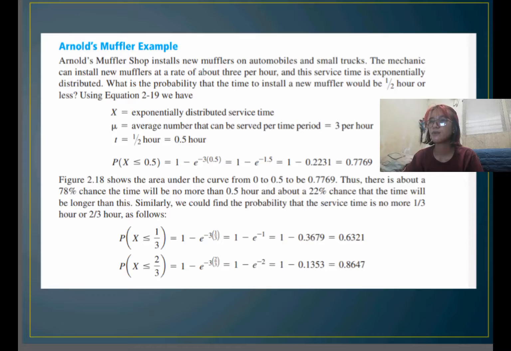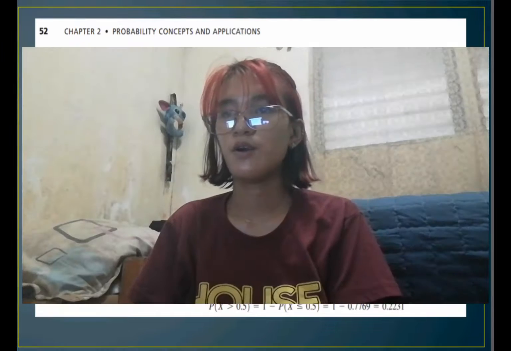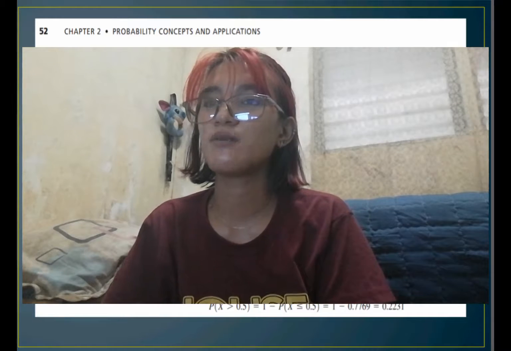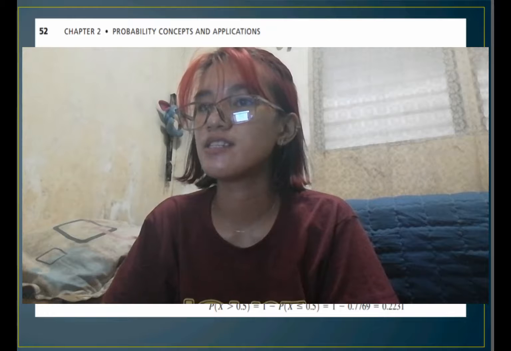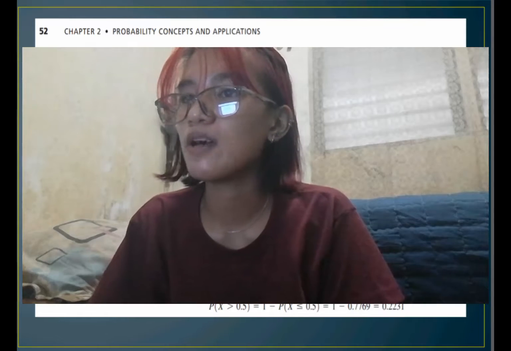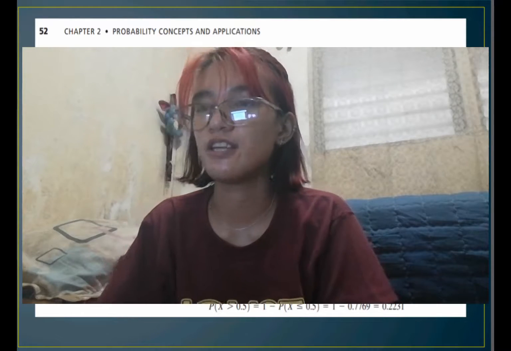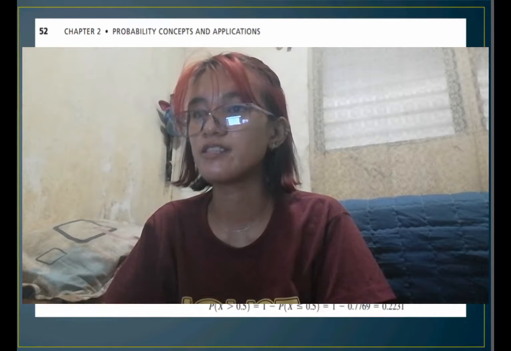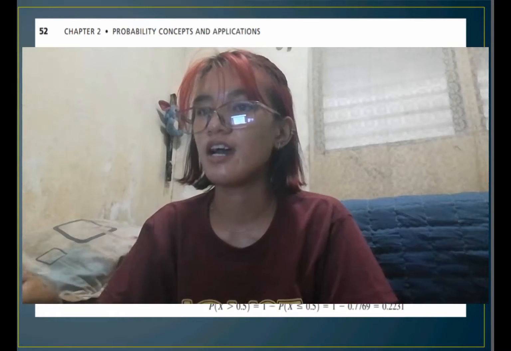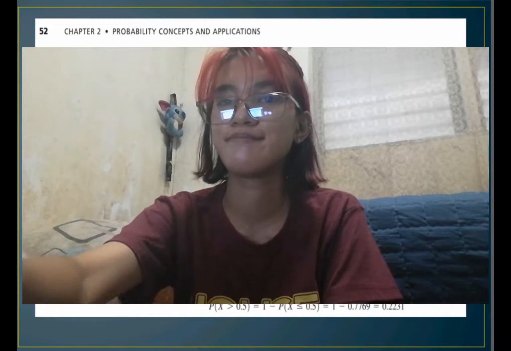One good example here is Arnold's muffler example. Let's see how it was solved. The probability that the mechanic will install a muffler in half an hour is equal to 0.7769. You just substitute the values given into the formula in the problem.